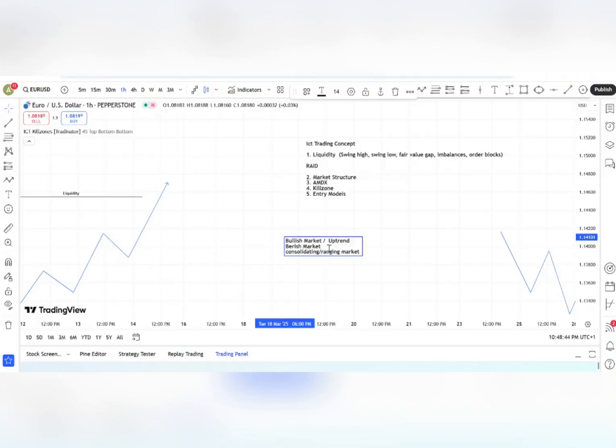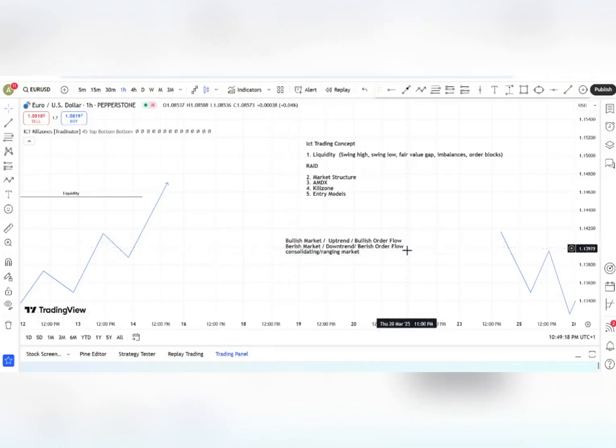So the bullish market, you can also call it uptrend or bullish order flow. Then you can also call the bearish market a downtrend, or we call it bearish order flow.